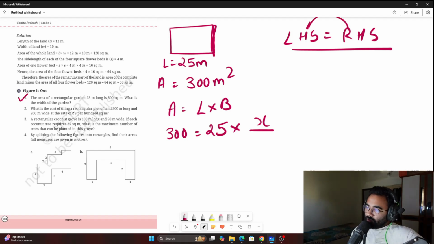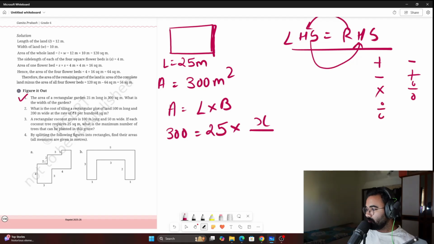If you want to take something from right hand side to left hand side, or from left hand side to right hand side, you need to change its mathematical operator. So if something is in addition, it goes to subtraction. If something is in subtraction, it goes to addition. If something is in multiplication, it becomes division. If something is in division, it becomes multiplication. These are the secrets. I know a lot of teachers will not tell you this straight away.